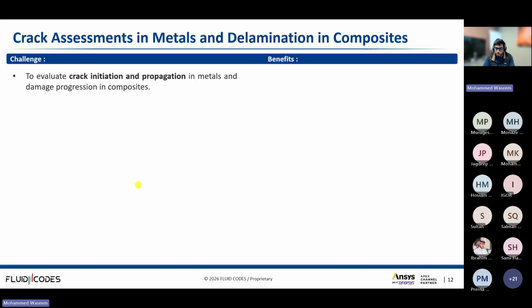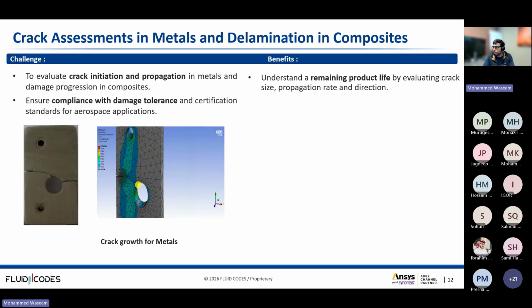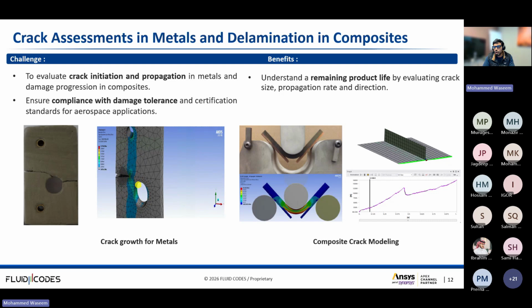Next, we move from impact response to damage growth, that is crack assessments in metals as well as delamination in composites. Now, from a certification point of view, this is the heart of damage tolerant design. So the question is not when does it break? The question is, if there is damage or a crack that already exists in the structure, how will the structure still safely behave under the expected loads?